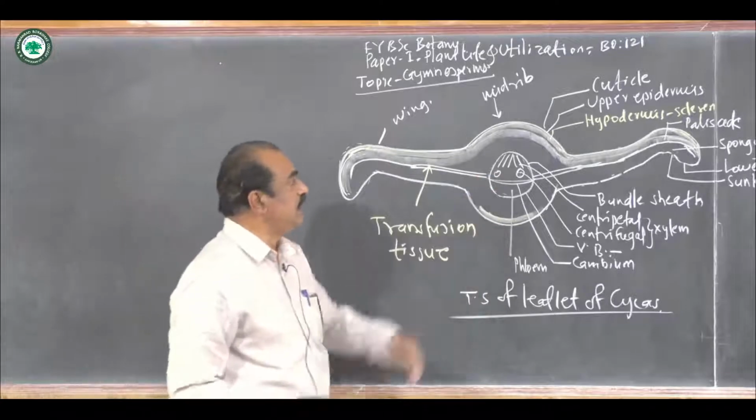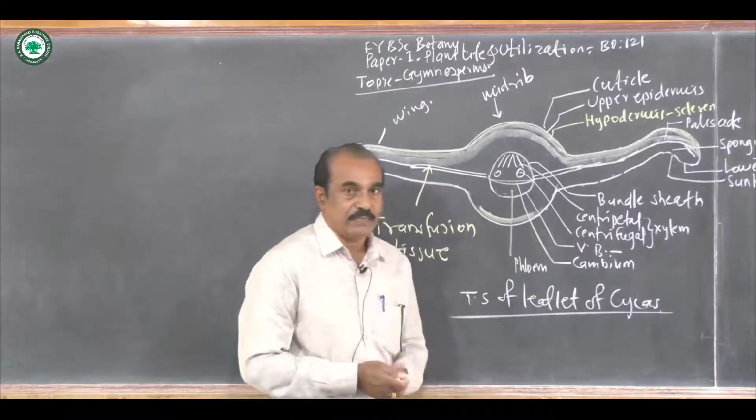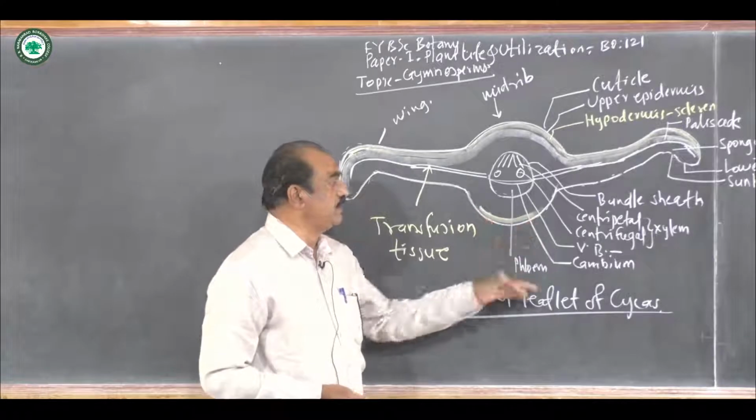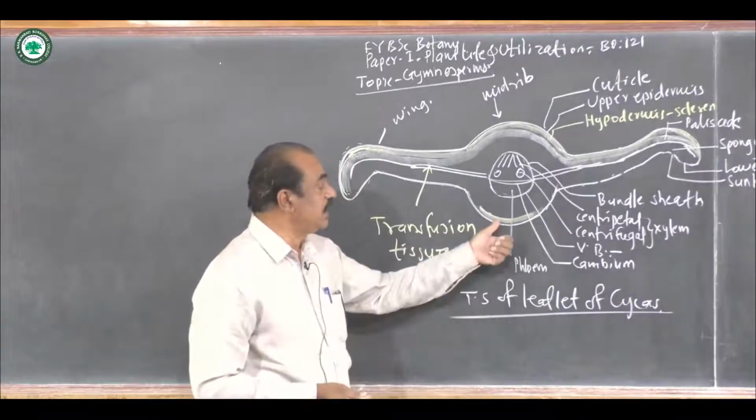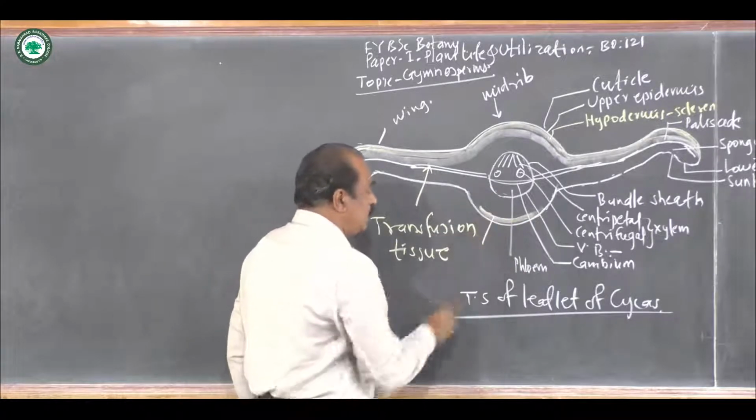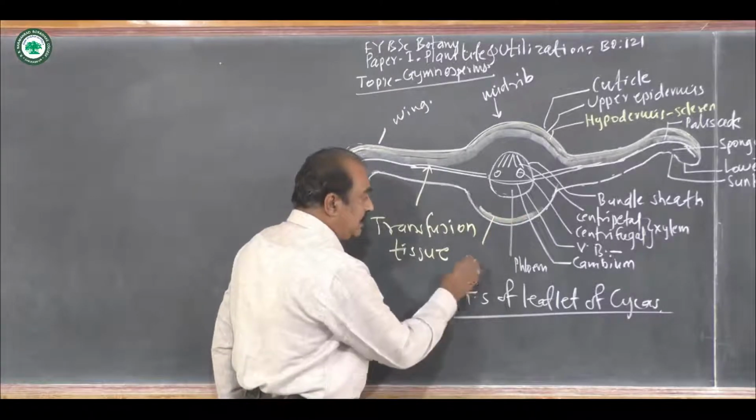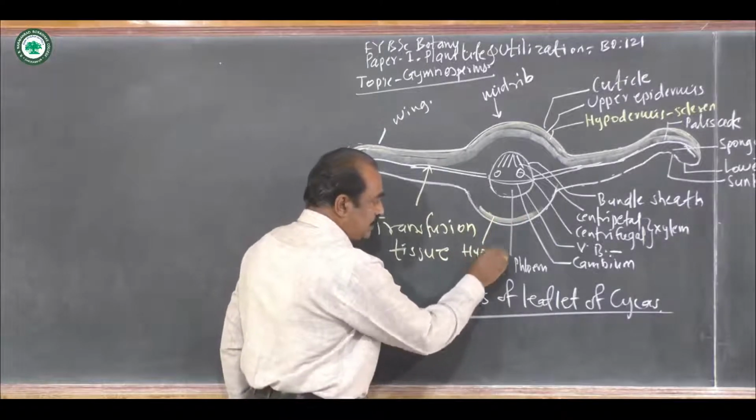Now this vascular bundle also has the bundle sheath. Now only in the midrib region, from the lower side, there is again the mechanical tissue, and this mechanical tissue is called the sclerenchyma, and that layer is called the hypodermis.